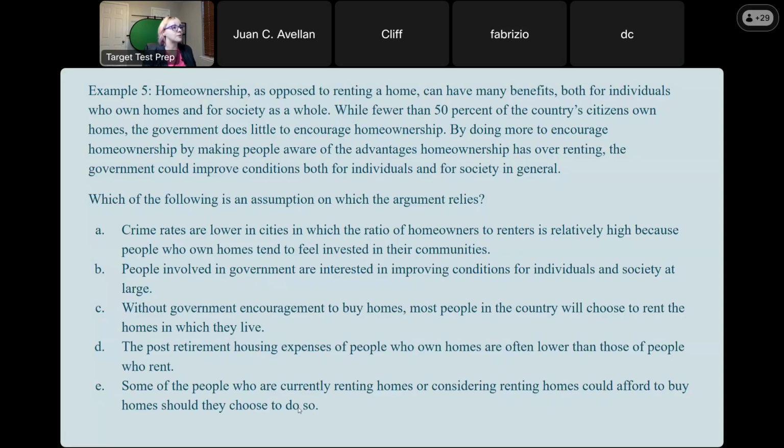This is an assumption the argument relies on because this claim is if they let people know that there are advantages to home ownership over renting, then people would buy homes basically. Like that would increase home ownership. But if you can't afford to do something, it doesn't matter how aware you are that it's out there. You're not going to do it. So the government could tell people all day, but if they don't have any money, it doesn't matter.